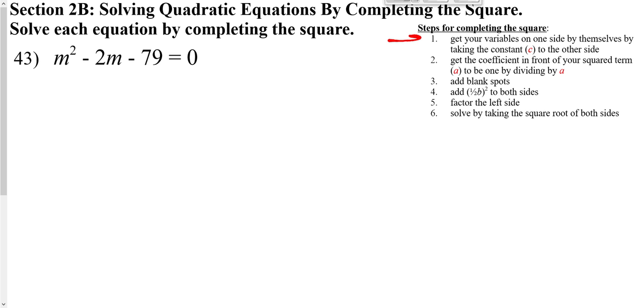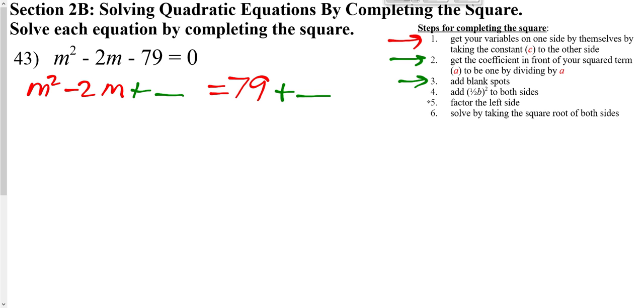So you do your first step. You got to get your variables on one side by themselves. So you'd have to add 79 to both sides. Here, you got to get the number in front of your squared term to be 1. Well, it's already 1, so we don't have to do that step. So then we can go ahead and add a blank spot to both sides.